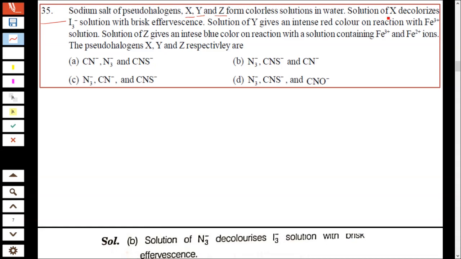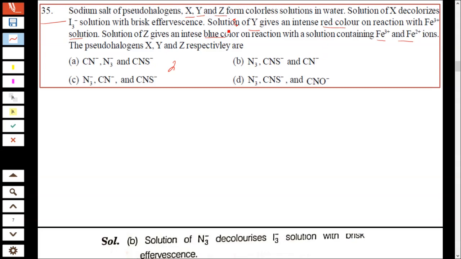First, pseudohalogen X decolorizes iodine I3 solution with brisk effervescence. The solution of Y gives an intense red color on reaction with Fe3+ solution. Z gives an intense blue color with the solution of Fe3+ and Fe2+ ions. So, identify the pseudohalogens.